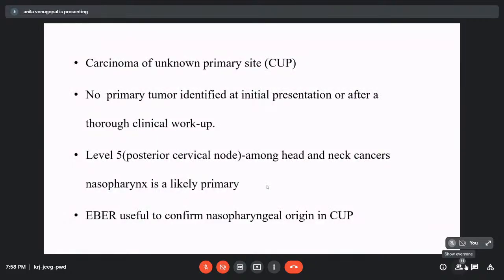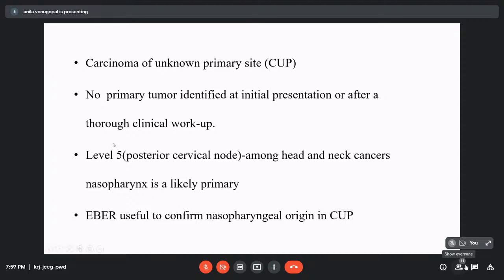So a word about carcinoma of unknown primary site. It implies that there is no primary tumor identified at initial presentation or after a thorough clinical workup. So if we apply this criteria, most carcinoma of unknown primary cases won't remain unknown primaries at the end of the clinical workup. Most of these cases will get sorted out and we will be able to identify the primary.